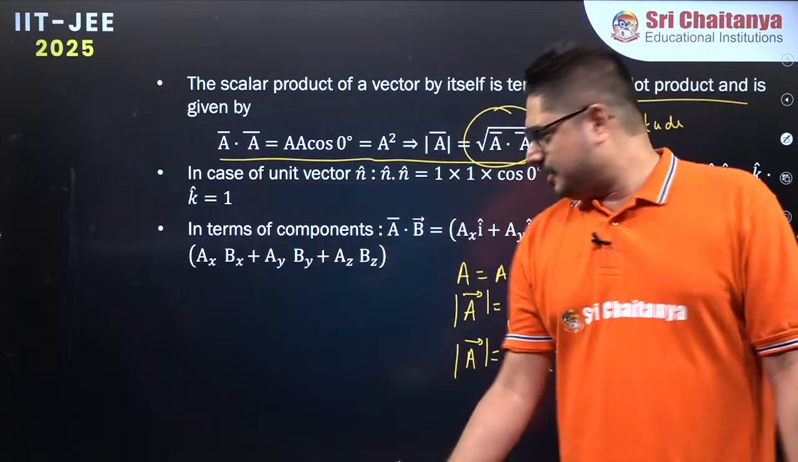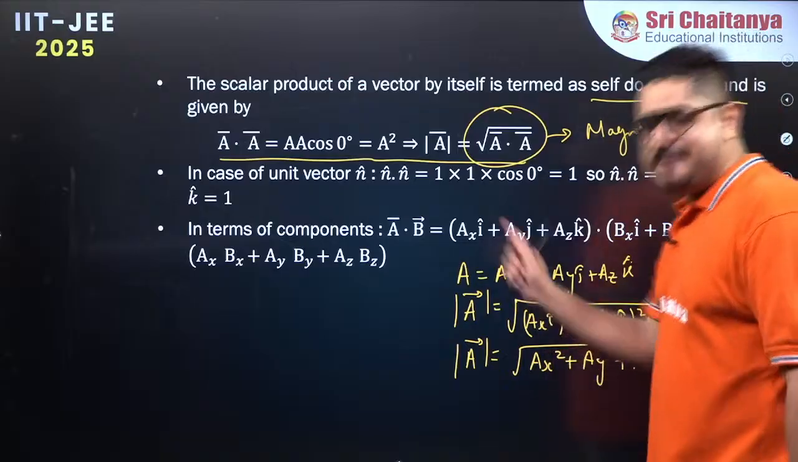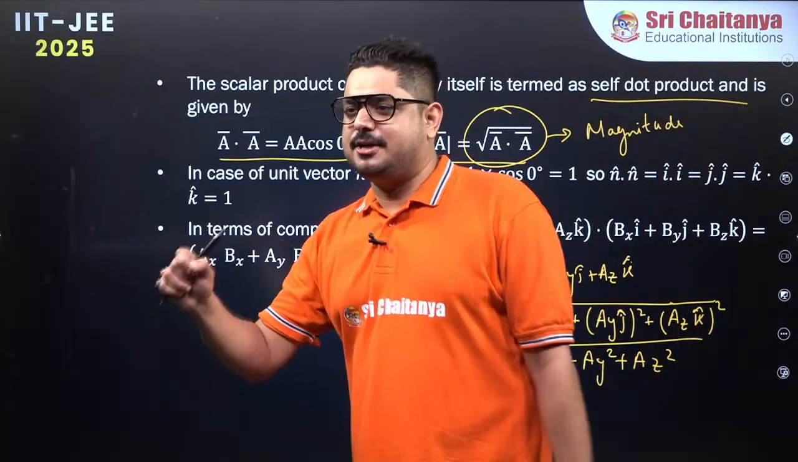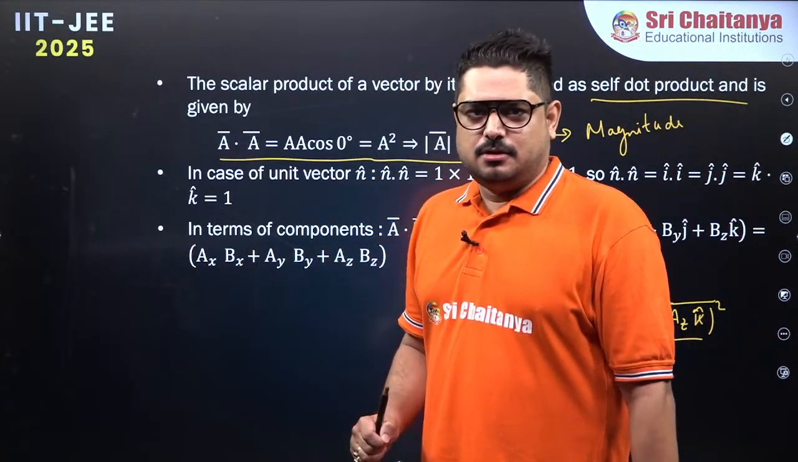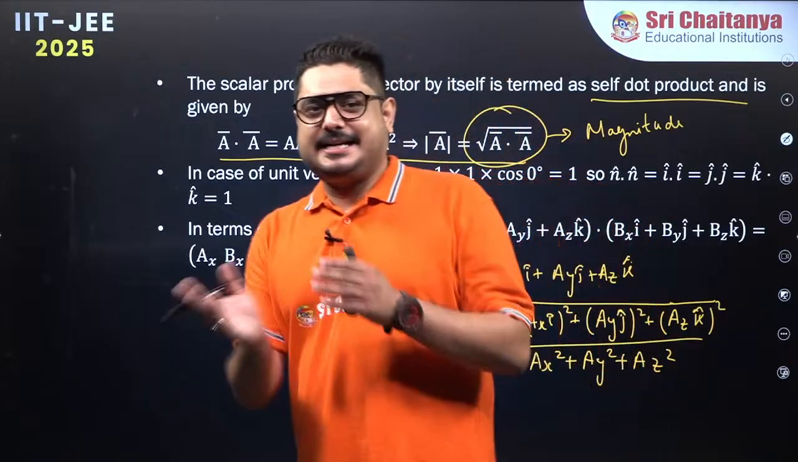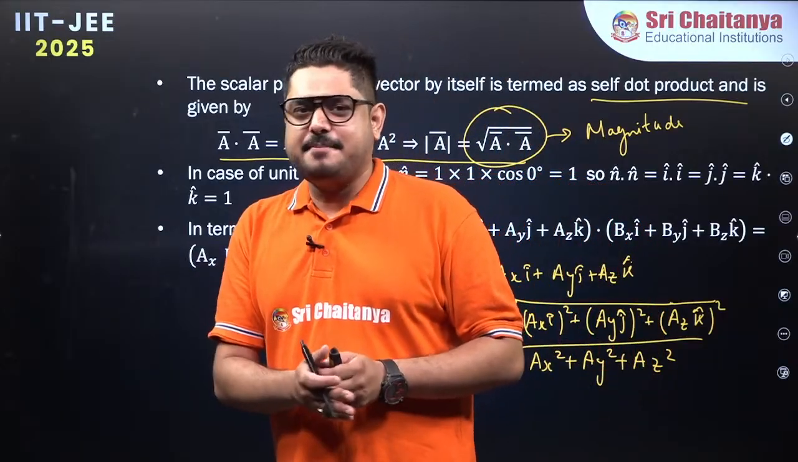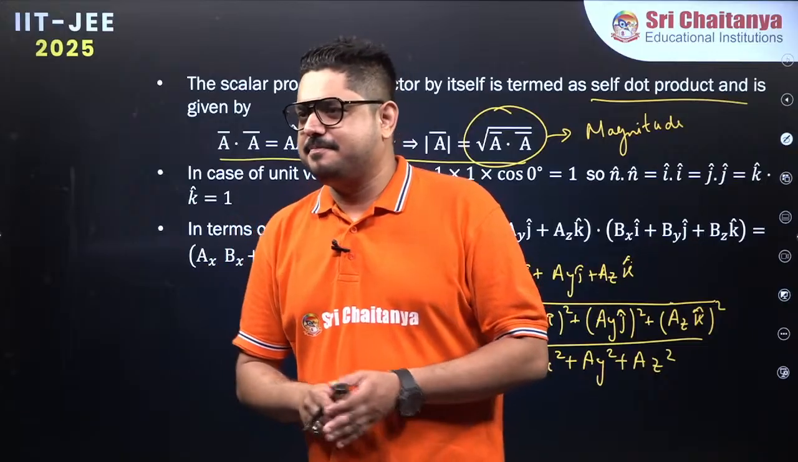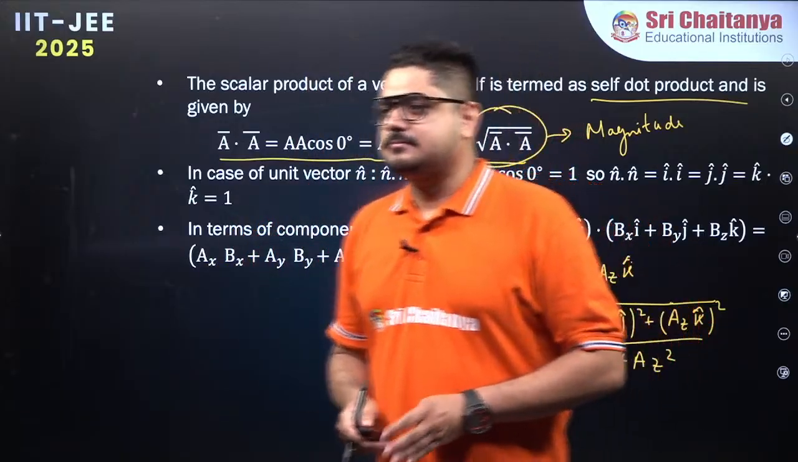So that's why I will be taking the unit vectors to write down the magnitude of any vector quantity, but the I cap dot I cap, J cap dot J cap, K cap dot K cap will disappear. I hope it's clear, everyone, about this one.